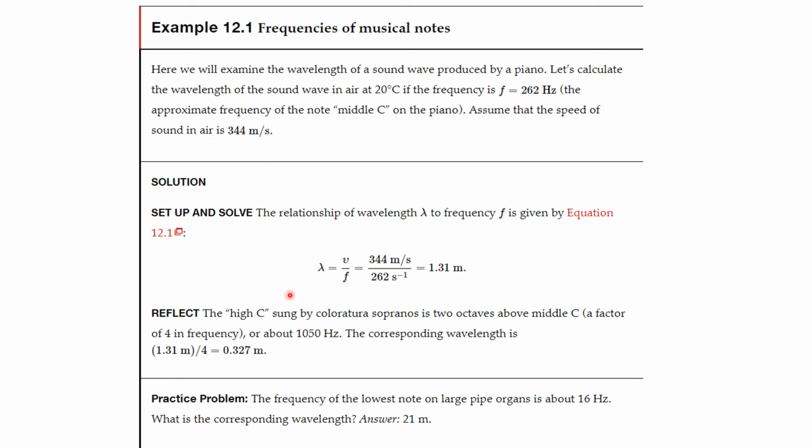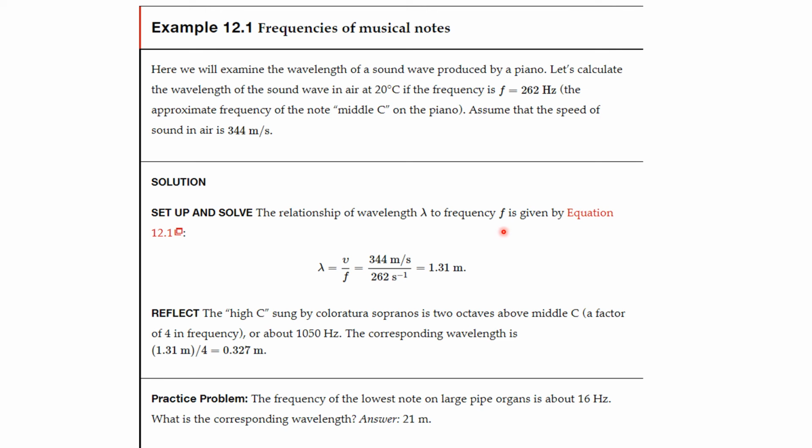Well, we want to know the wavelength, and we know the velocity, and we know the frequency. And so we take lambda equals v over f. We're using that v equals lambda f equation. That's going to be 344 meters per second over 262 reciprocal seconds, and the seconds will cancel out. And you might want to look at those units to make sure you understand that, and we will get 1.31 meters. So the middle C wavelength is 1.31 meters.